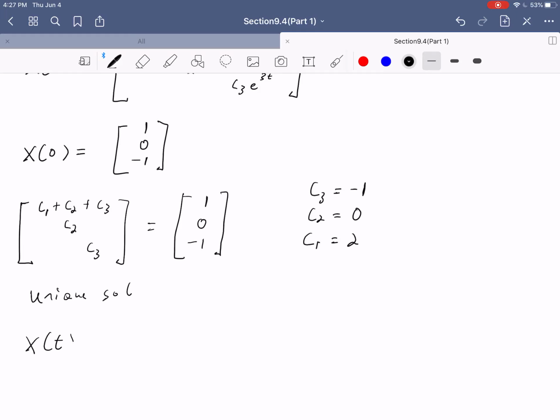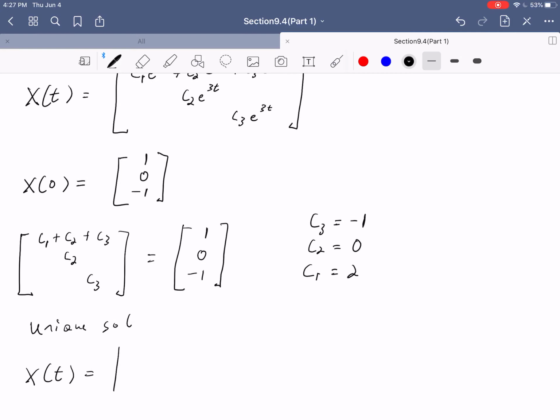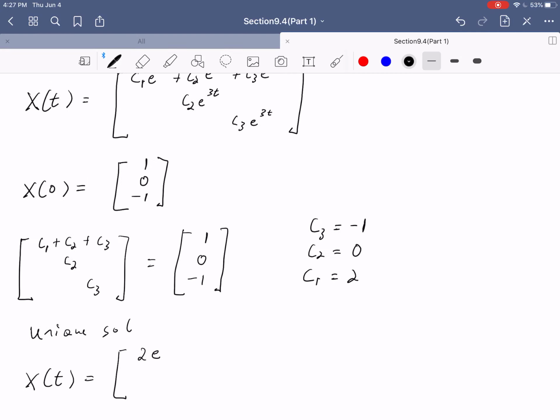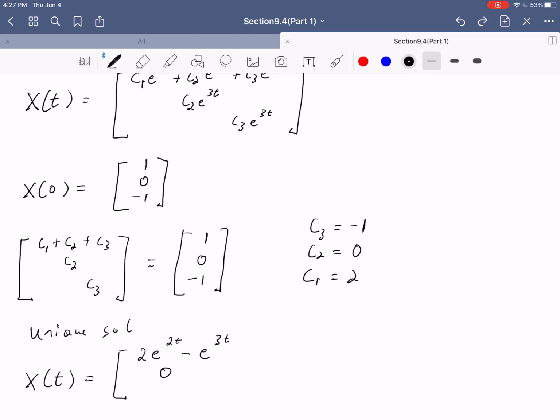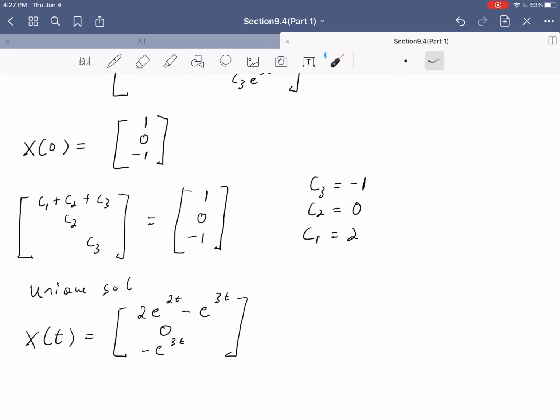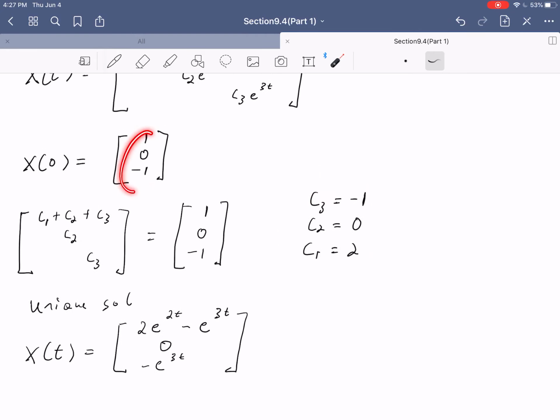So our unique solution is x of t equals 2e to the 2t minus e to the 3t, 0, and then negative e to the 3t. There we go. That would be our unique solution that would satisfy this initial condition and the differential equation. Notice that our unique solution is a vector function: 2e to the 2t minus e to the 3t, 0, negative e to the 3t.